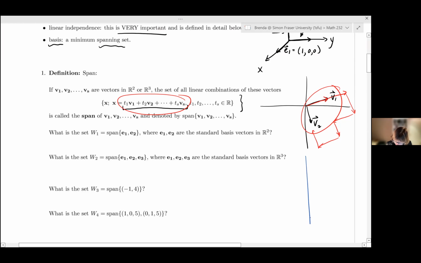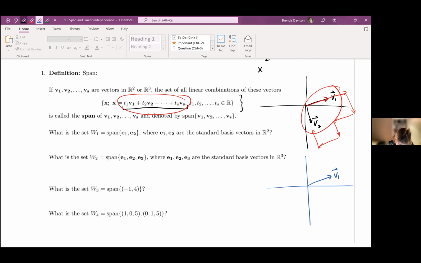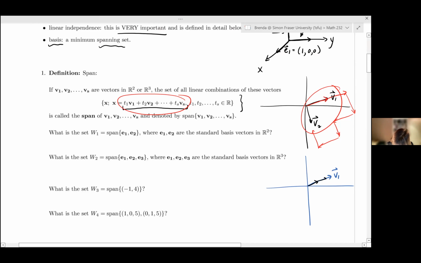So if I'm here again, and I have just V1, and I say, what is the span of V1? Where can I go just moving in the V1 direction? Then what we'll see is I could go, for example, here, I could go here, I could go here. So the span of V1 is a line, and we can in fact figure out which line that is, like we did in the last lecture. So the span is a special way of saying the span of these vectors is the set of all linear combinations.